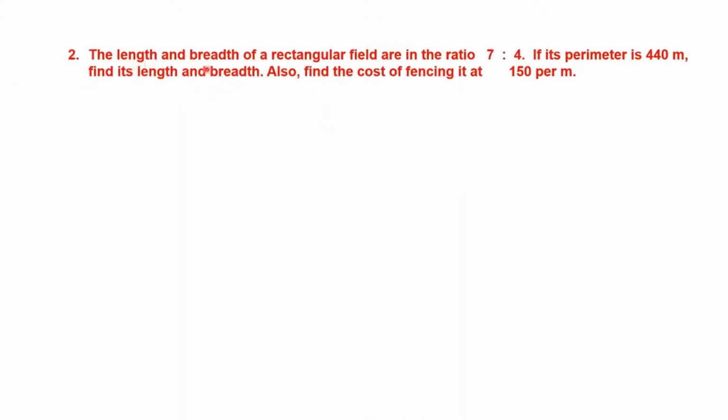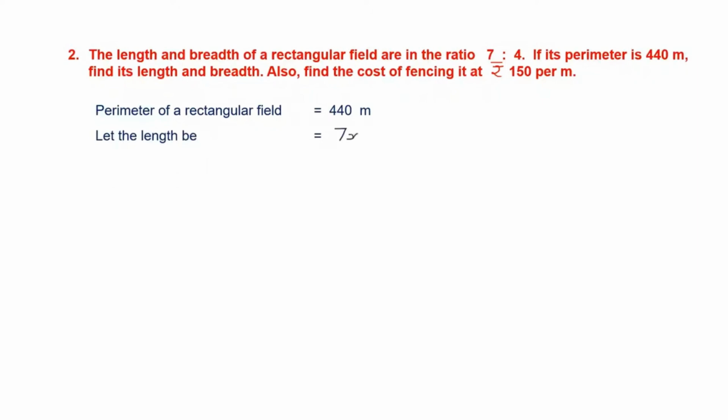Question 2. The length and breadth of a rectangular field are in the ratio 7:4. If the perimeter is 440 meters, find its length and breadth. So we need to find the length and breadth of this rectangular field. Also, find the cost of fencing it at the rate of 150 rupees per meter. So let's begin. We have already been given the perimeter of the field. It's 440 meters. Let the length be 7x.